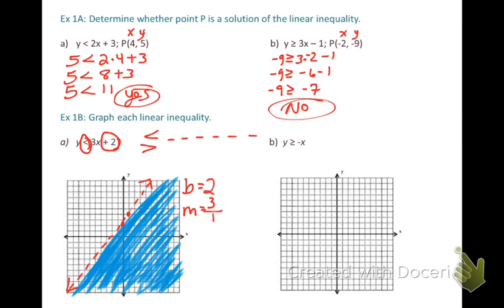B. This one's a little different. You have y is greater than or equal to negative x, but there's nothing else, plus, I'm guessing 0 because there's nothing there. So my b this time is 0, so I'm going to put a dot at 0, 0. And then my m equals negative 1 over 1. So that means I go down 1 over 1.